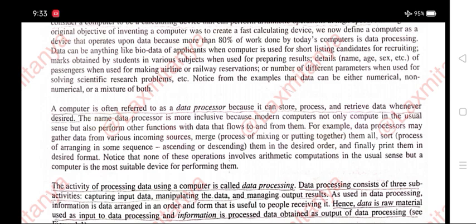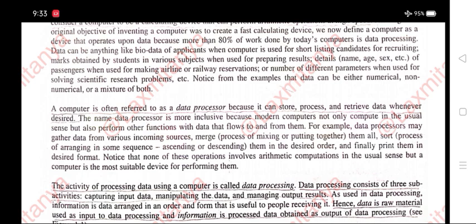The activity of processing data using a computer is called data processing. Data processing consists of three sub-activities. Number 1, capturing input data. Number 2, manipulating the data. And number 3, managing output results.